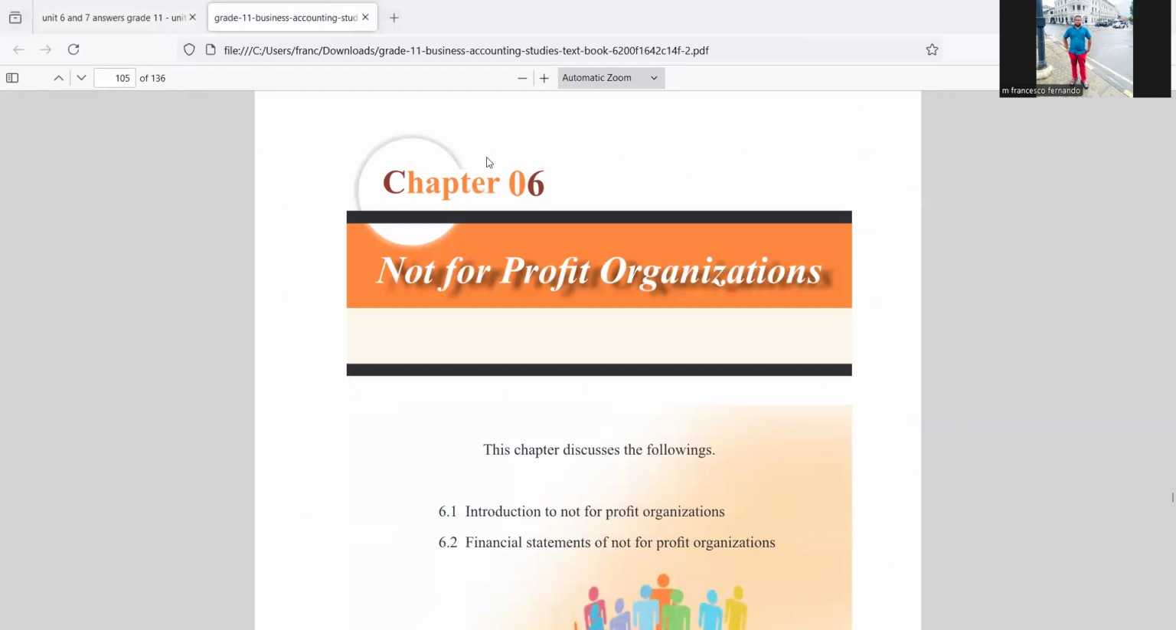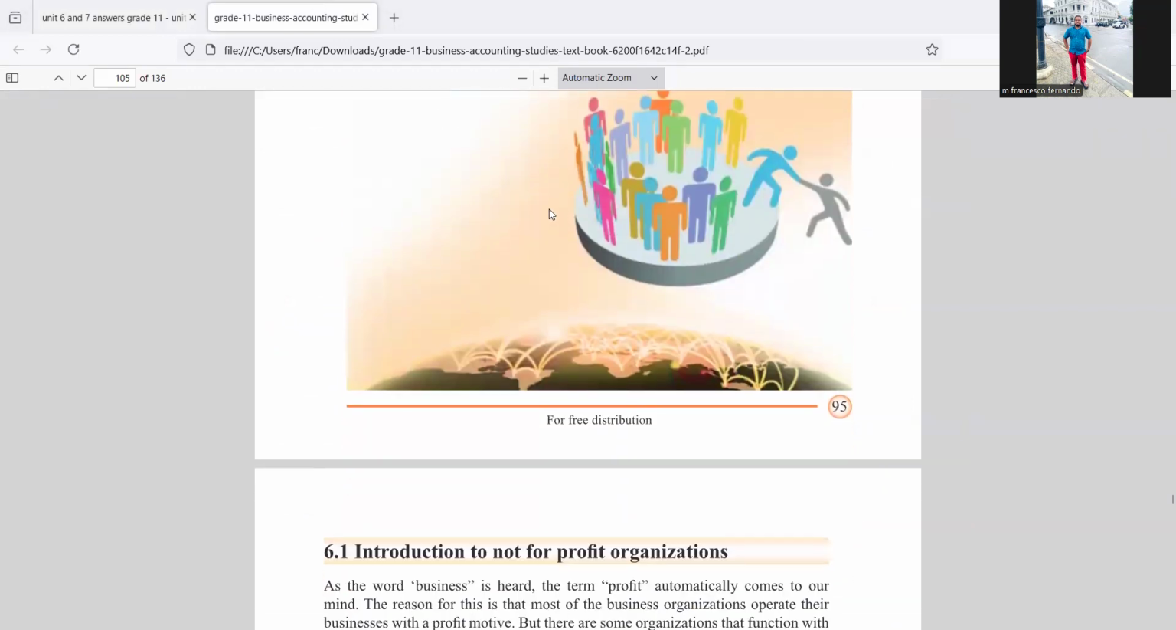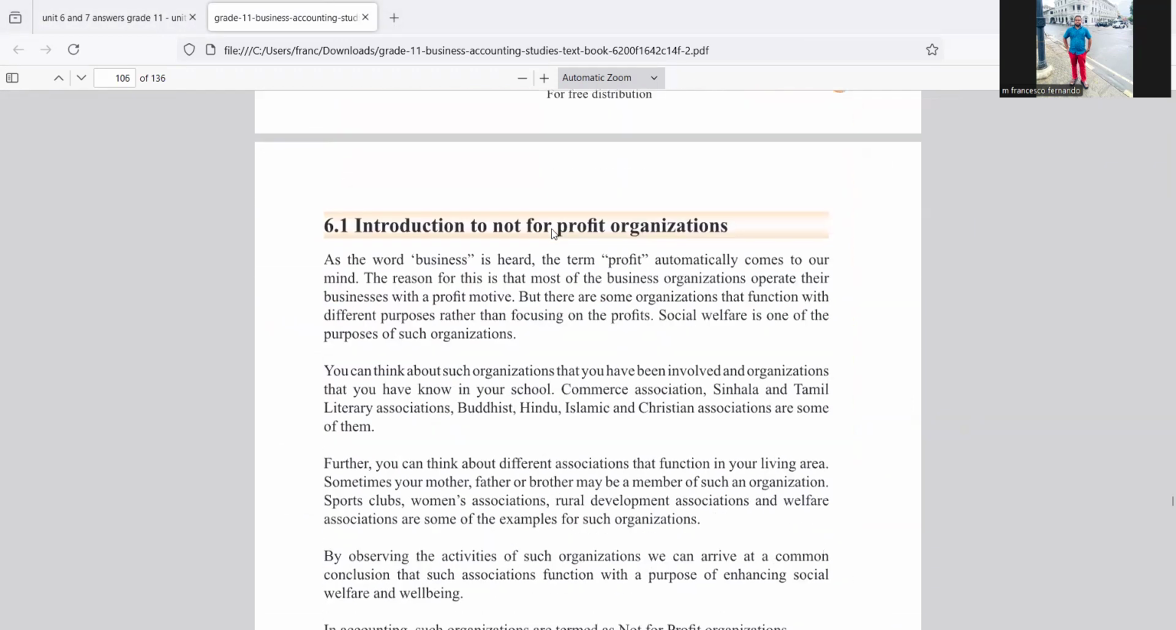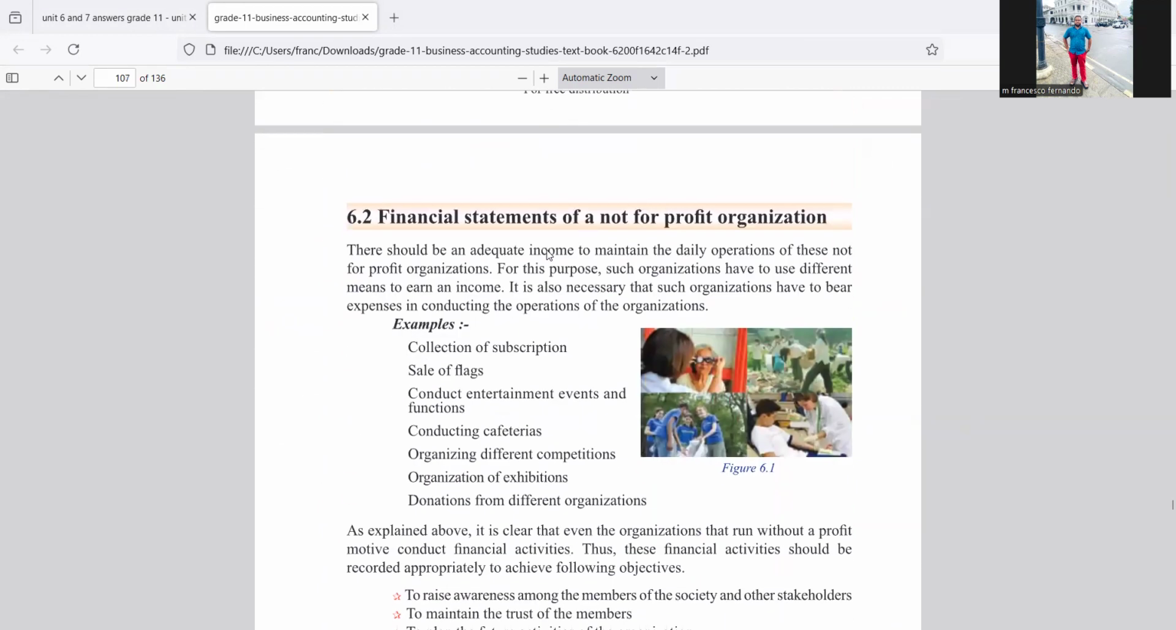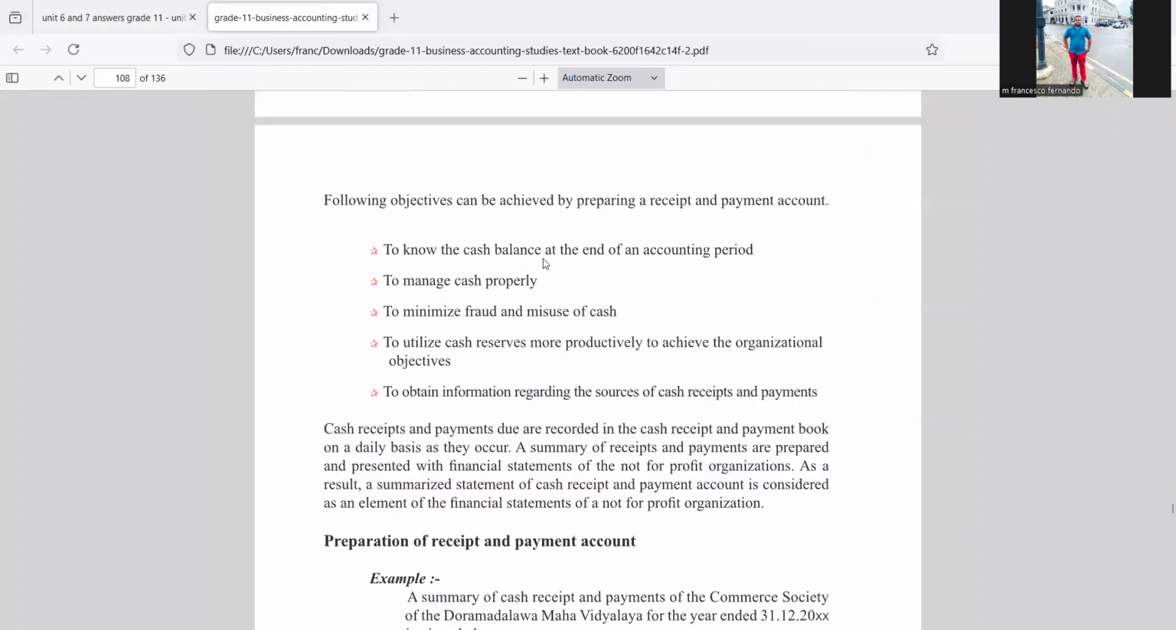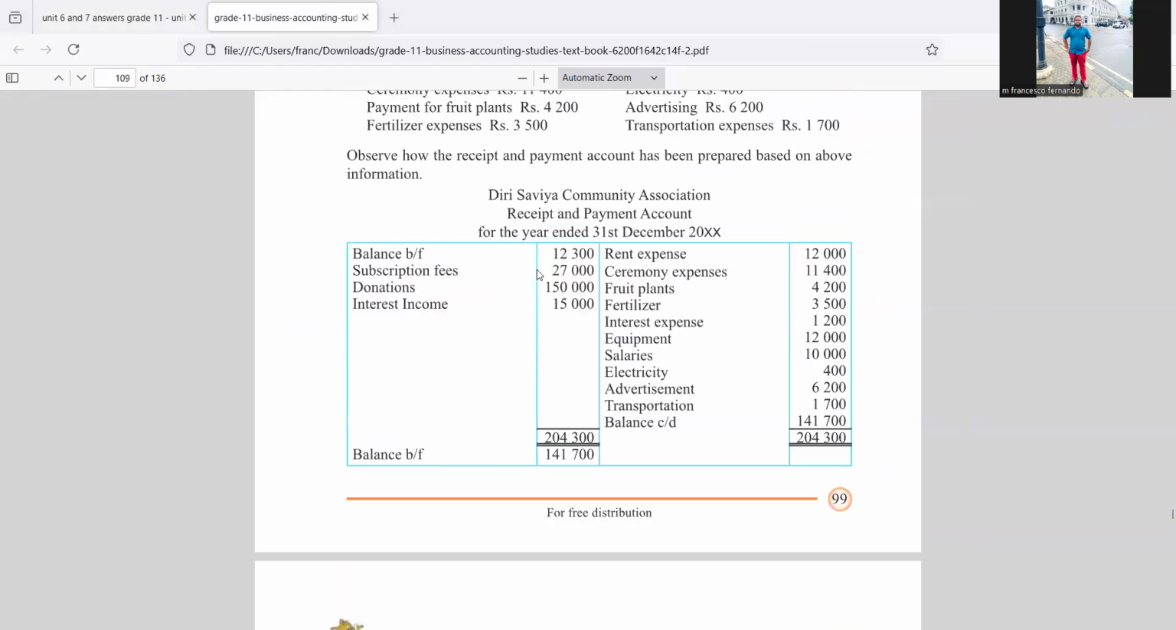In this recording, I'm going to discuss not-for-profit organization chapter 6 from your grade 11 textbook. So I'll be starting directly with activity 2.